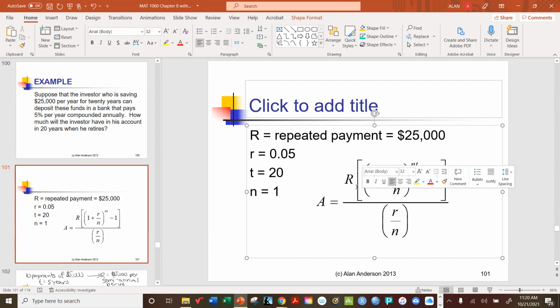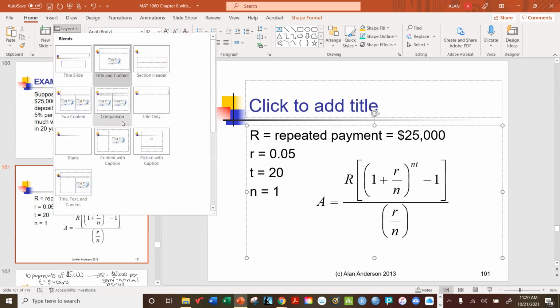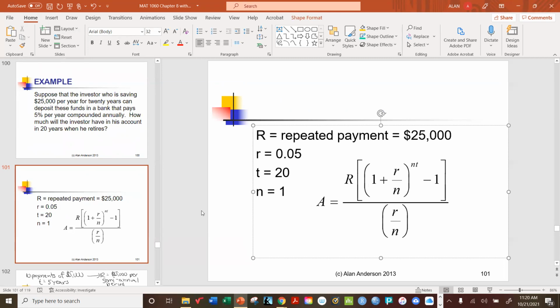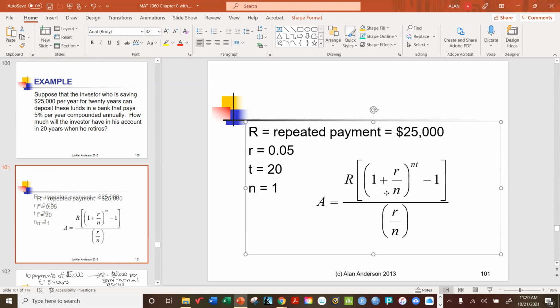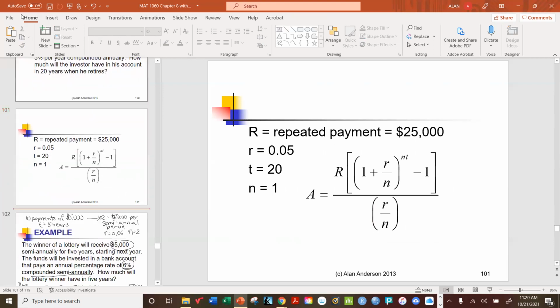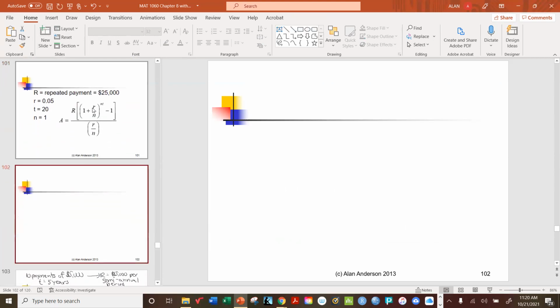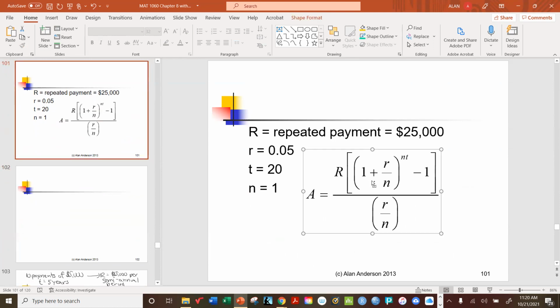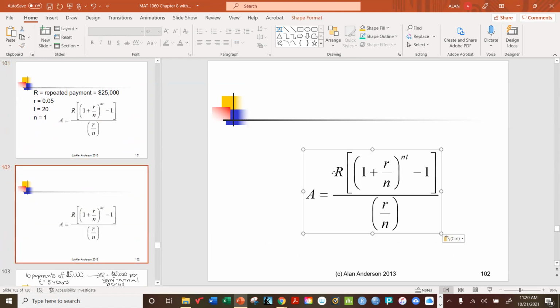Okay. So what I would like you to see is that capital R, like I said, is 25,000. Lowercase r is 5%. n is 1 for once a year, and t is 20 for 20 years. So what I'm going to do is copy this onto the next slide and substitute some numbers.